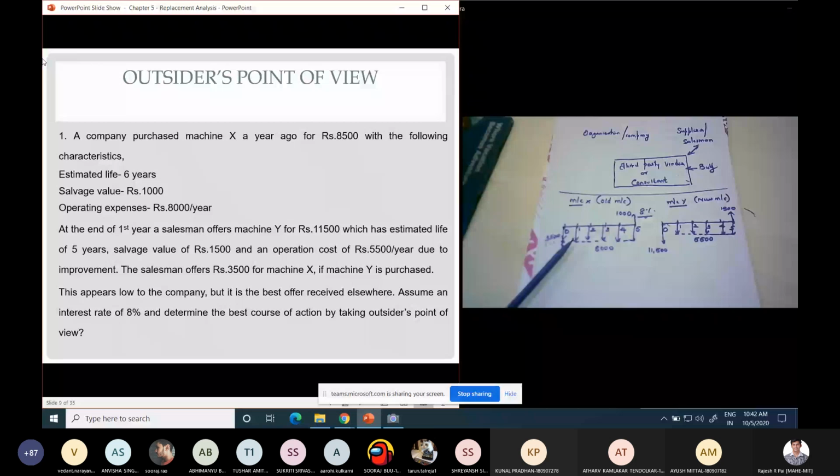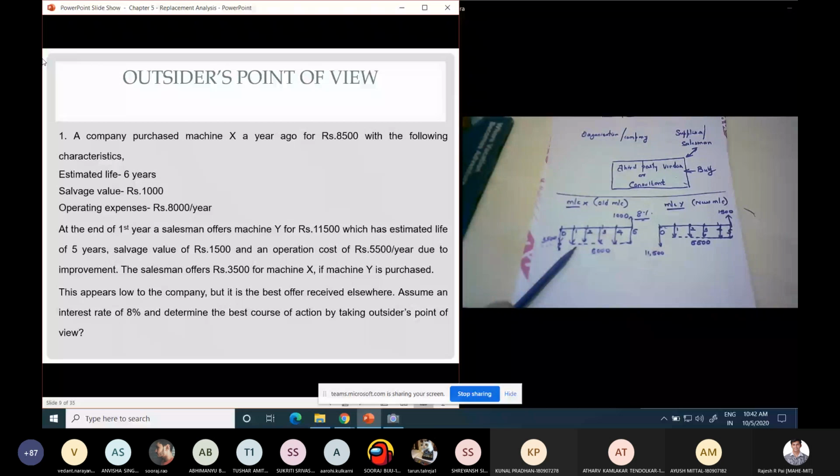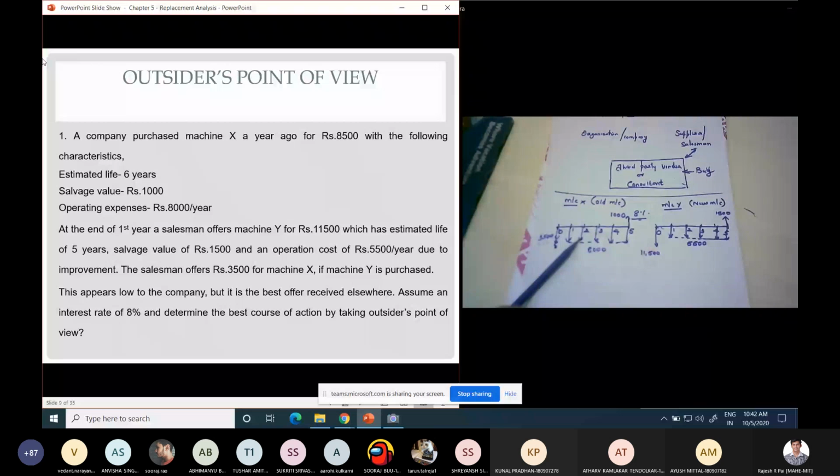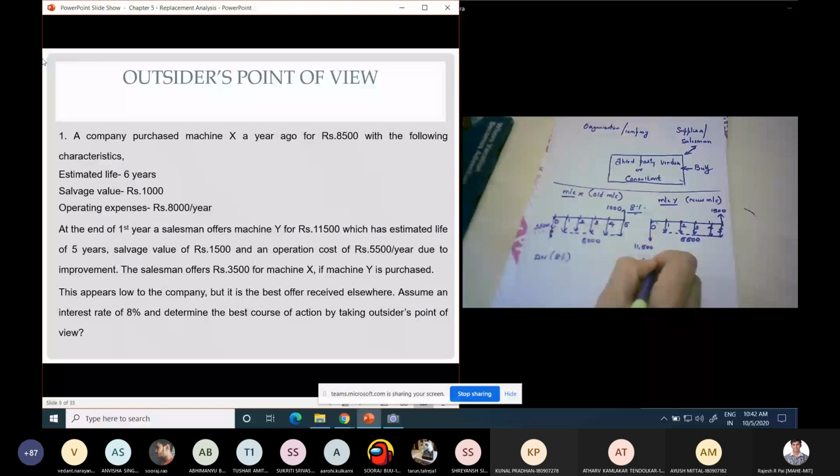This is the only basic problem or confusion here. Rest all is the same. Once you get this value, then the rest of the things will be the same, where we calculate annual worth for both the machines, and then depending upon the value, we arrive at a final conclusion. So always remember, in the case of an outsider's point of view, the market value will be the initial cost for the existing machine. This you need to remember.